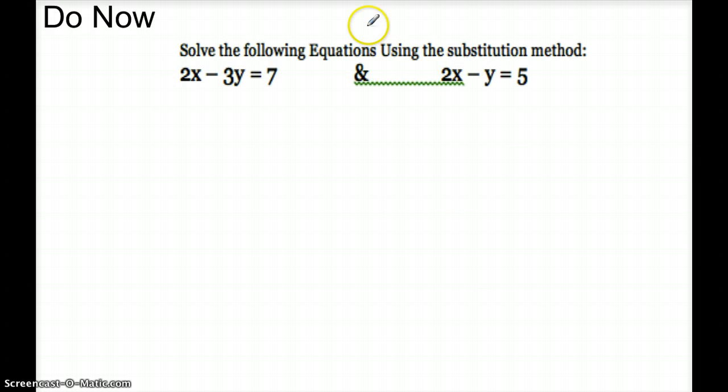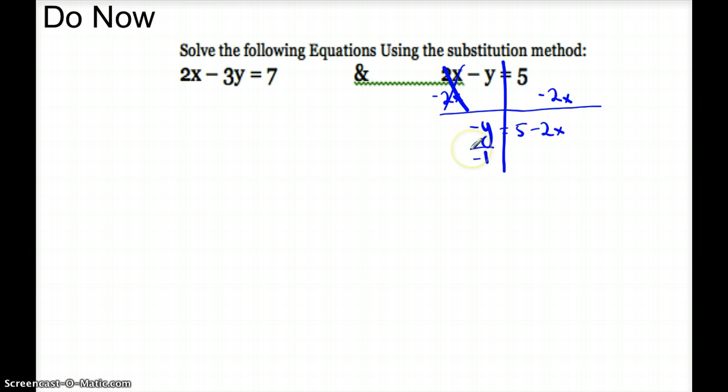Okay, same thing here. Again, you have to choose the right variable. I'm going to choose this y because it's only got a -1. This is a 2, this is a 3, this is a 2, this is a -1. Very, very easy to solve for. So I'll subtract 2x here, subtract 2x here. Again, choosing the right variable makes everything much, much easier. That goes away. Negative y equals 5 minus 2x.